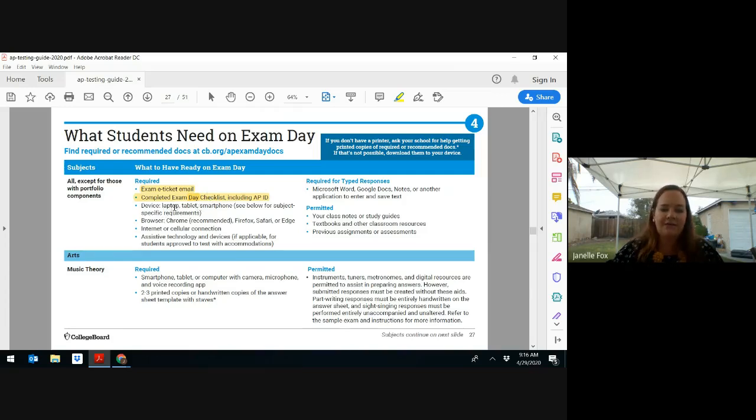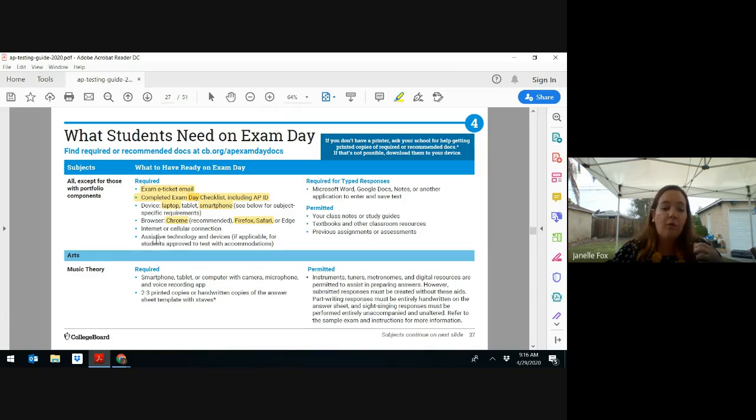You're going to have your device. For some of you, you might use a laptop for your other exams; for us, you're going to use your phone. You're going to need something to access it with, right? They said the best browsers are Chrome, Safari, and Firefox. Do not use Internet Explorer. It's not going to work.